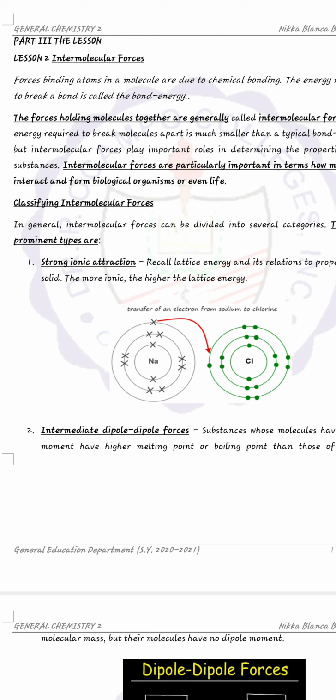A cation with two positive charges will make a stronger ionic bond than a cation with one positive charge. Yes, of course. Strong ionic attraction will differ on how strong the charge of the particle is. So we need to say that the higher the charge, the stronger the ionic bond. Okay? Always remember that one. And the more ionic, the higher the lattice energy or the breakdown energy.